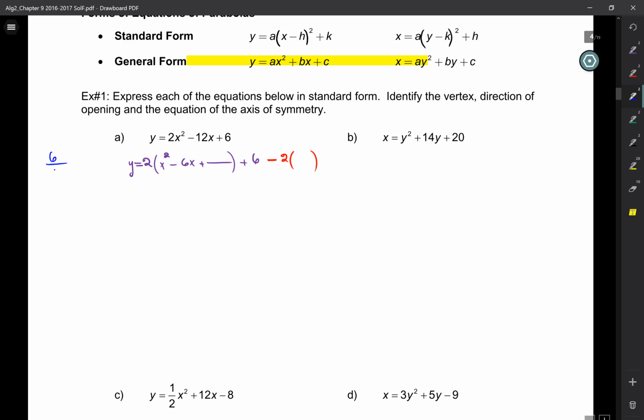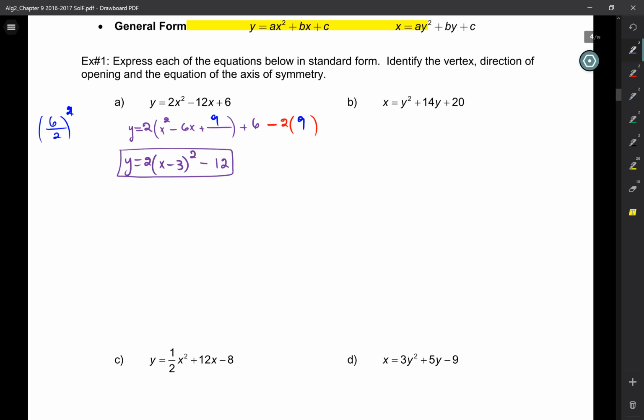6 divided by 2 squared, 9. 2 times x minus 3 squared minus 12. Guess what? I'm done. That's the equation. So now, can I find the vertex from here? What is it?